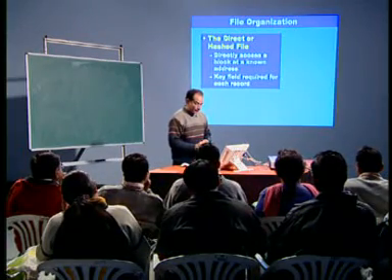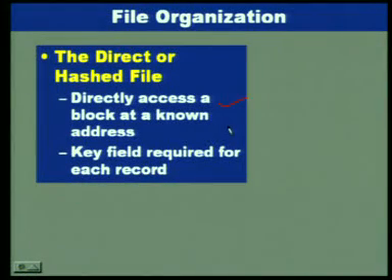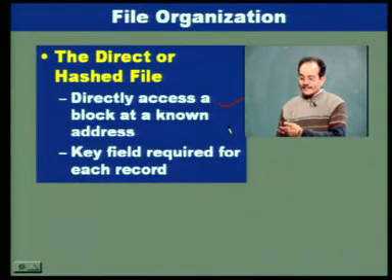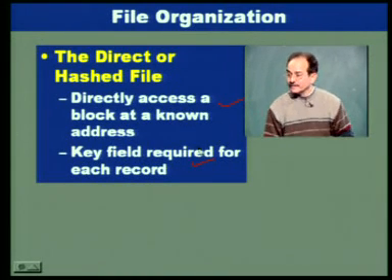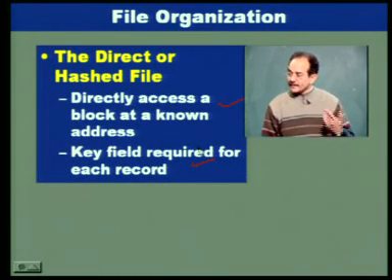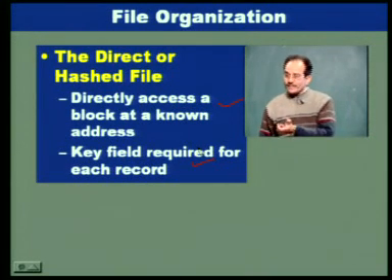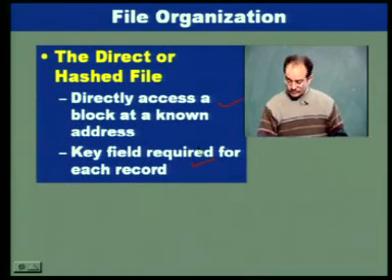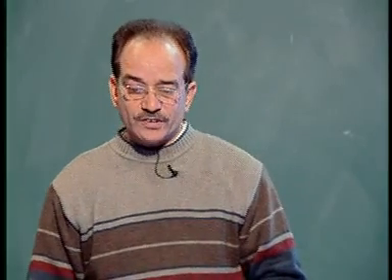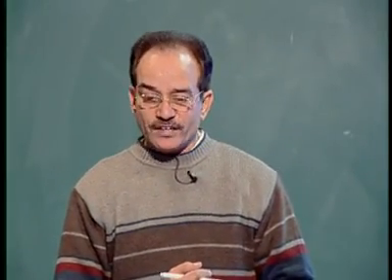Now, in this direct or hash file, we directly access a block at a known address. This is what I had to explain to you, and a key field is required for each record. Why do I require a key field for each record? Because it is based on the key field that I will find out the access there. So, this is the analysis for the performance of various file organizations.